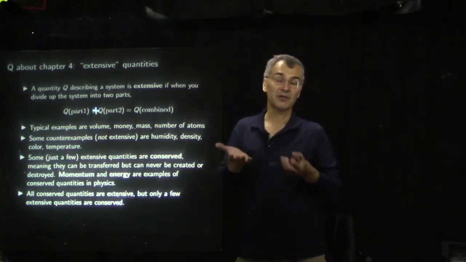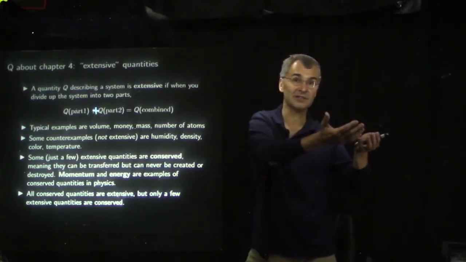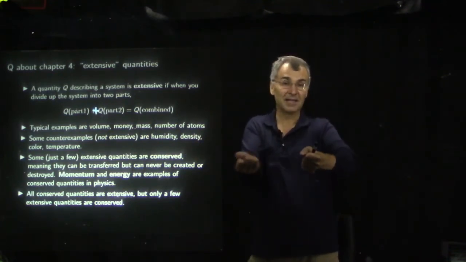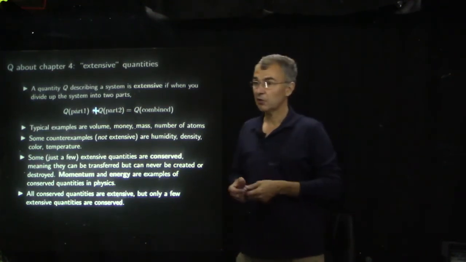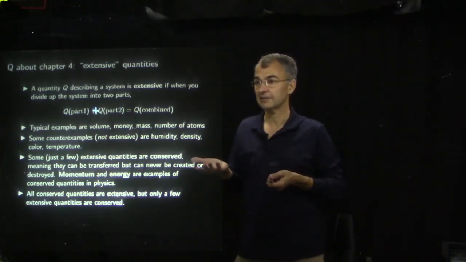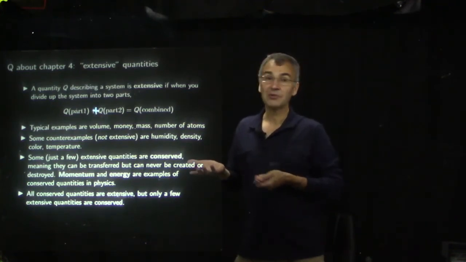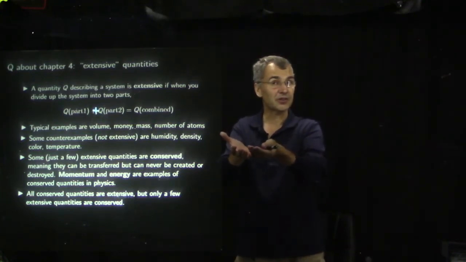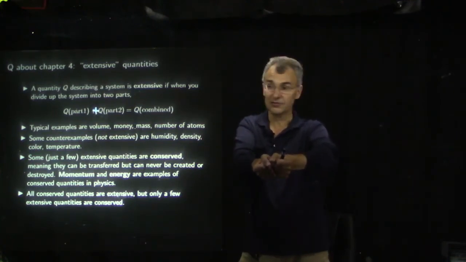Density. I have water, density 1 gram per cubic centimeter, and I have some rock, let's say density 2.3 grams per cubic centimeter, and then I put the rock into the water. I don't have 3.3 grams per cubic centimeter. That doesn't make sense. Or color. You have to ask how you're going to quantify color. Temperature, I have one object at 50 degrees Celsius, another object at 60 degrees Celsius. If I combine them, I don't get 110 degrees Celsius, okay?